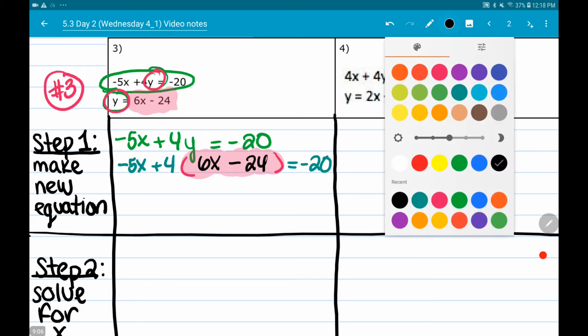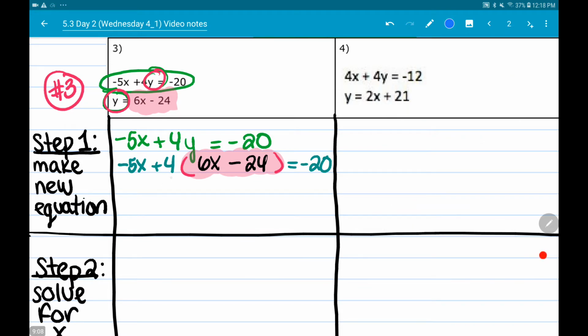All right, now what I need to do is distribute. So when I multiply 4 with 6x, I get 24x. And I multiply 4 with 24, and that gets me negative 96. Everything else is going to be exactly the same.